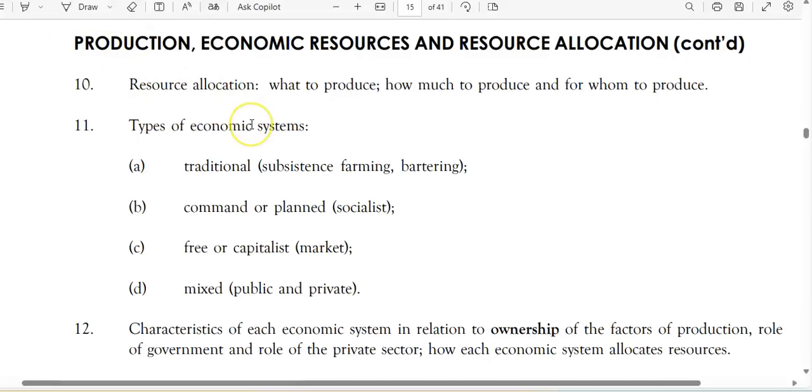Now we're going to look at the types of economic systems: traditional, command or planned, free or capitalist, and mixed economic system.